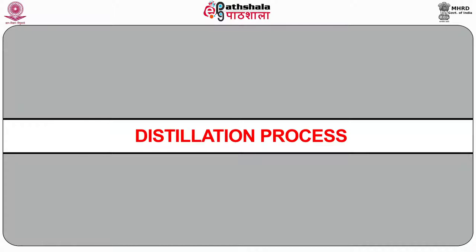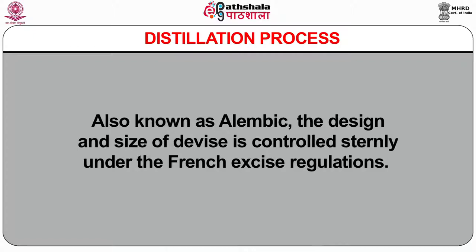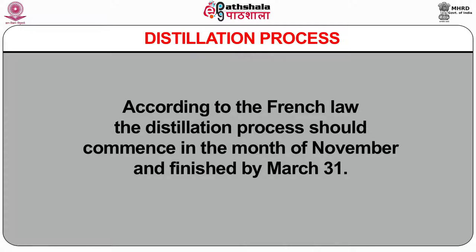Now, the next step is the distillation process. After fermentation, the wine is distilled in a very traditional pot still known as Charentais, also known as alembic. The design and size of the device is controlled externally under the French excise regulations. The stills are made small in size in order to have a slow and accurate distillation process. According to French law, the distillation process should commence in the month of November and be finished by March 31st.